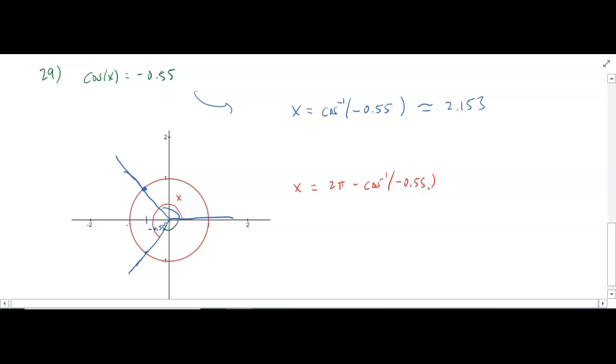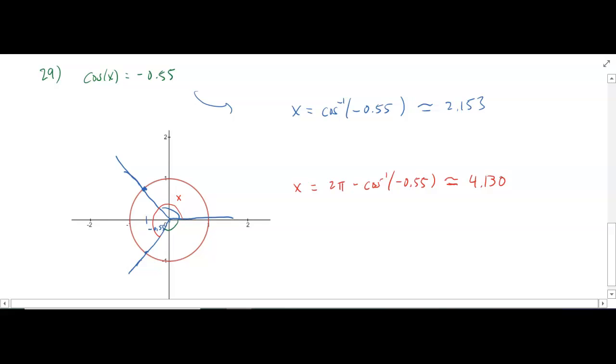Now again, don't round using the previous result here. Let's let our calculator handle that work. So computing that, I'm just doing this with a handheld calculator, this is approximately 4.130. Again, those are our two solutions in radians.